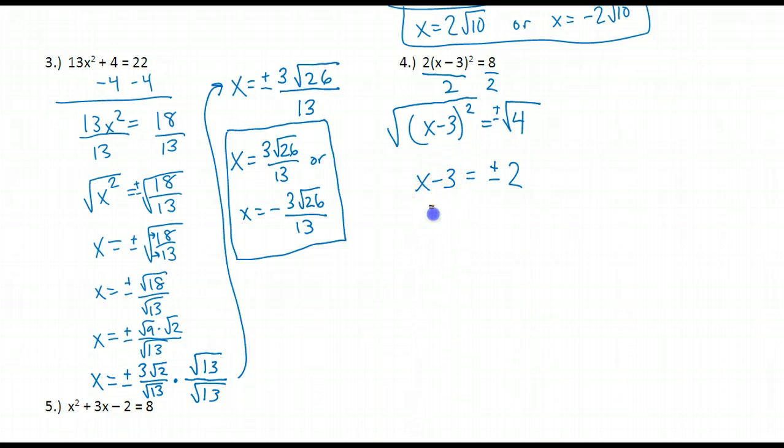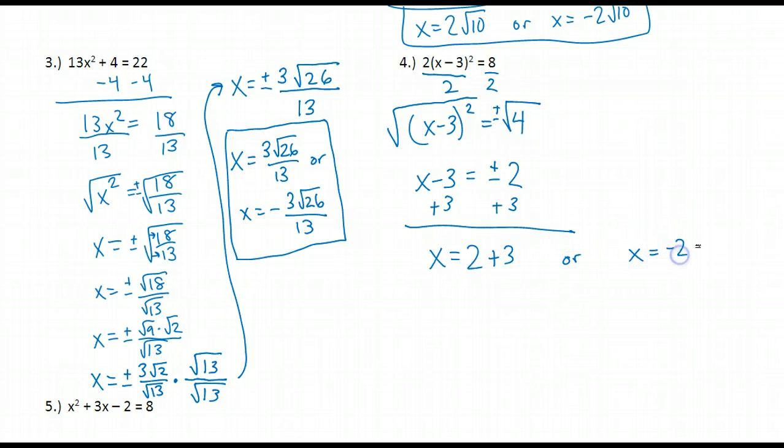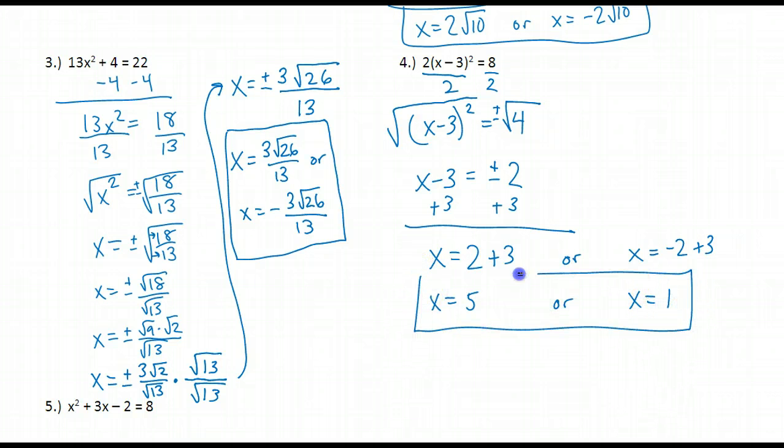Now to solve for x, I need to add 3 to both sides. I have 2 plus 3, or negative 2 plus 3. So x equals 5, or x equals 1. I still get 2 answers, but in this case, I can simplify because these are both integers.